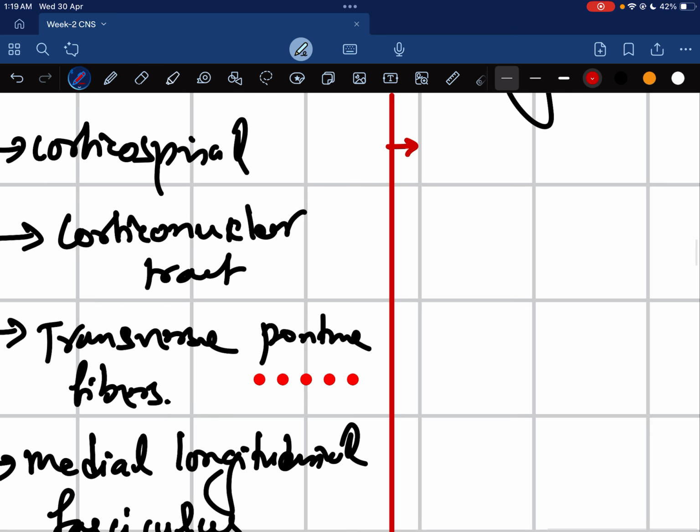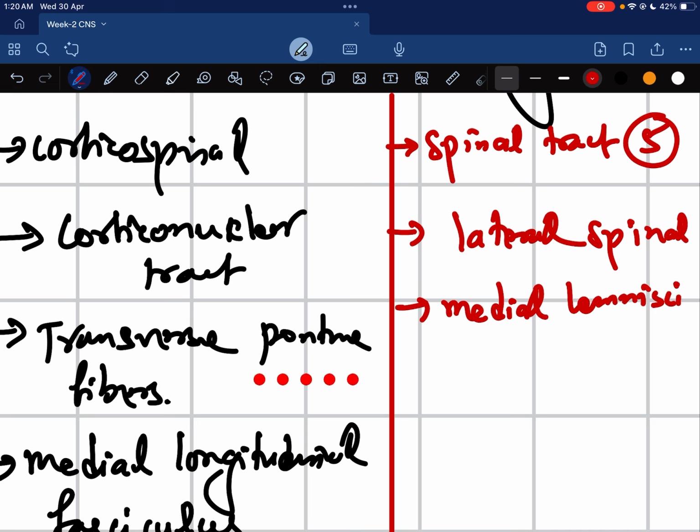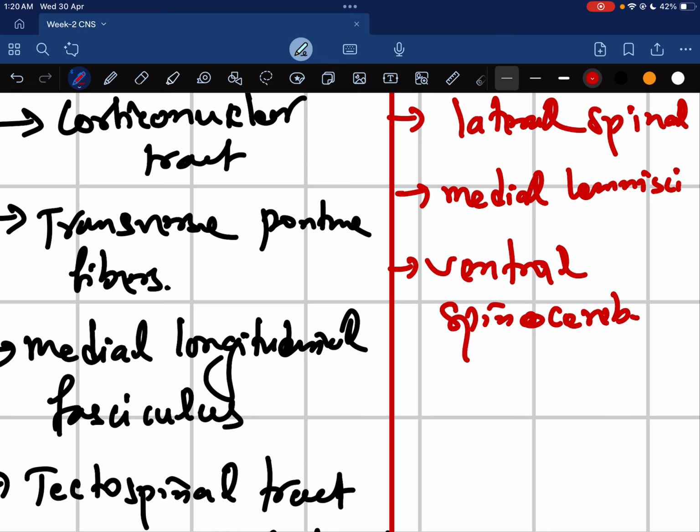When we look for the sensory, there are a lot of sensory tracts also. There is a spinal tract for cranial nerve 5, then the lateral spinal lemniscus and medial lemniscus, then the ventral spinocerebellar tract. These are the sensory tracts.